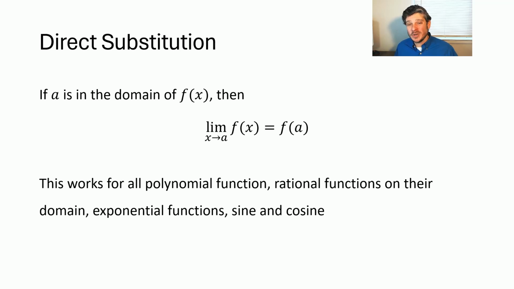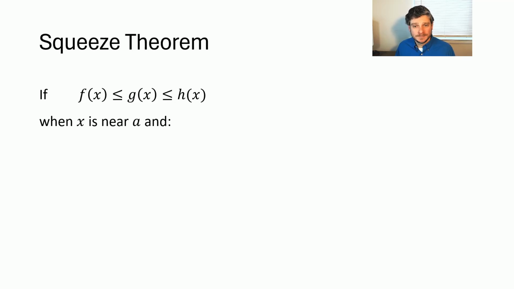As long as our value a is in the domain of our function, then if I'm taking the limit as x approaches a of that function, I can just plug it in. I'm going to get f of a. I can plug it in and direct substitute and just evaluate. And this is going to work for every single polynomial function. This will work for every rational function on their domain. So again, that means that it's not going to work if I get a denominator of 0, but it'll work everywhere else. It's true for all my exponential functions, which are continuous everywhere, and then even the sine and cosine functions. So direct substitution is really, really nice. Just plug it in.